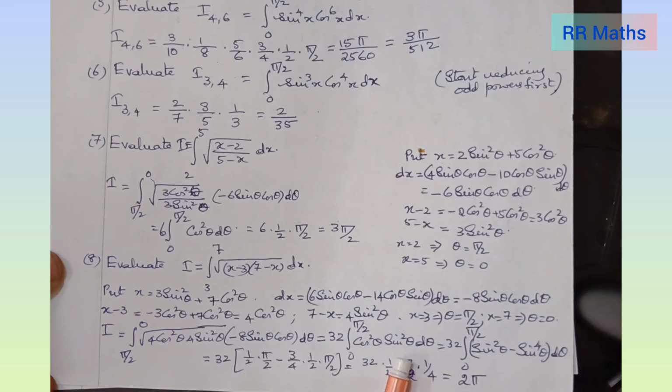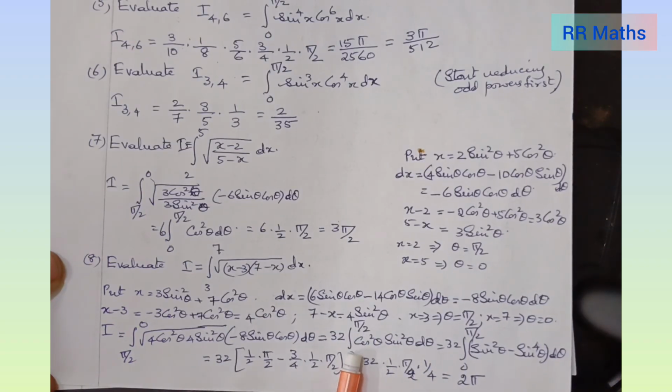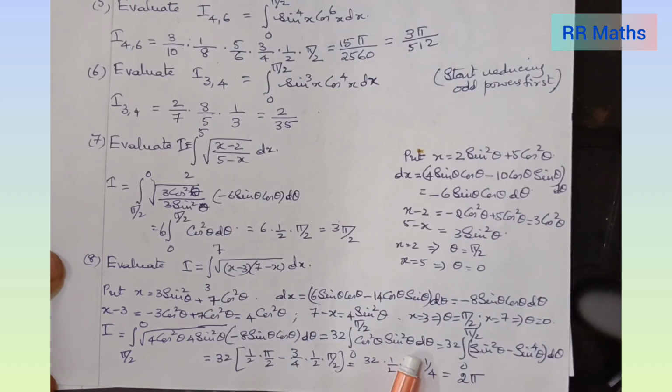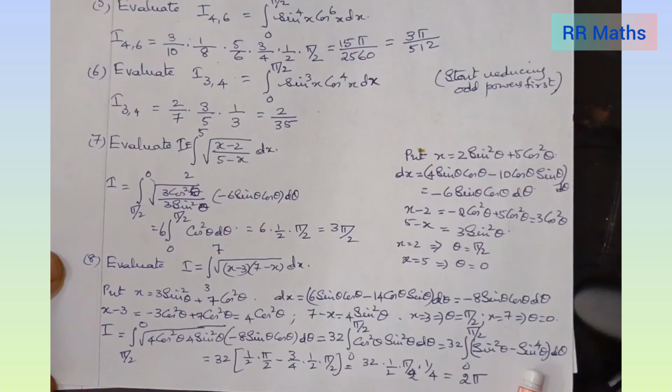Now cos square theta into sine square theta, you can replace either cos square or sine square. Here I have replaced cos square theta as 1 minus sine square theta. So it becomes 1 minus sine square theta into sine square theta, which is sine square theta minus sine to the power of 4 theta d theta.